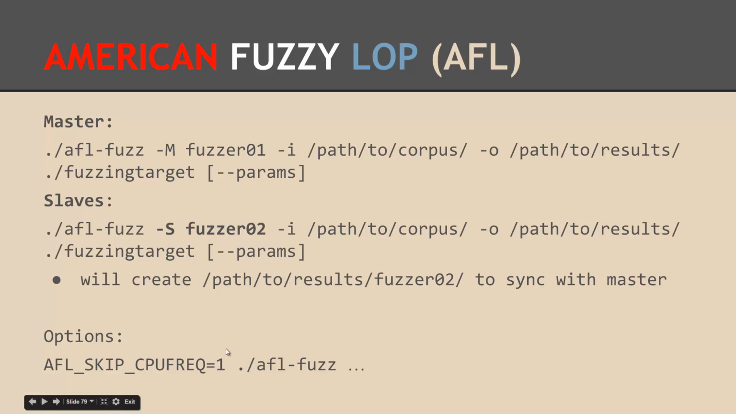It may complain at first about the CPU frequency not being optimized for the fuzzing, and it will abort. The way to tell it to ignore that warning and to continue anyways is an AFL option, AFL_SKIP_CPUFREQ=1, and then you put that before afl-fuzz itself.